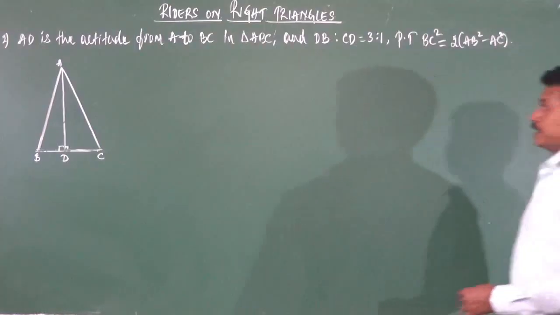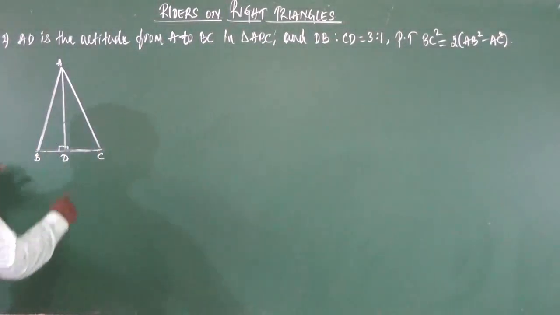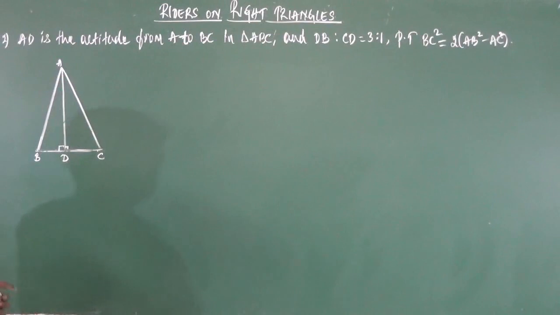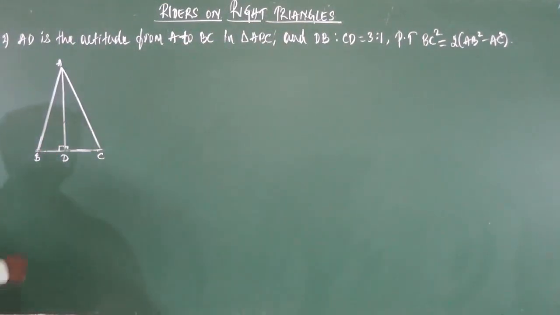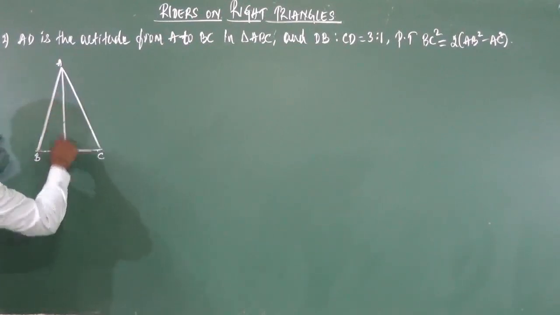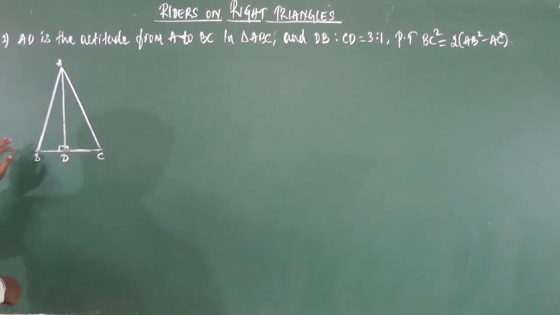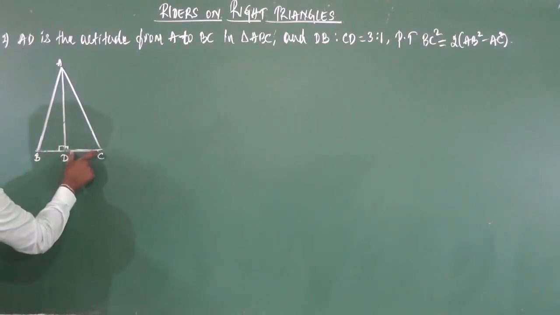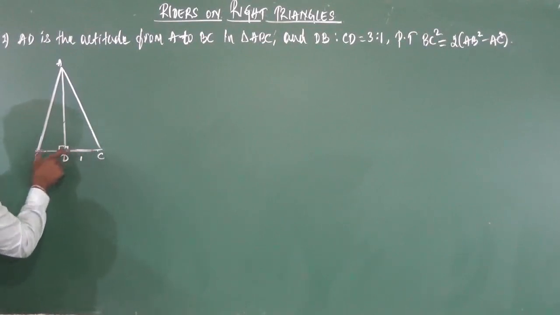Okay, let us get into the second problem. Very important rider for 2 marks. It was given in the SSLC final examination for 2 marks. It is taken from those papers. So AD is the altitude from A to BC of triangle ABC here. And BD is to CD is equal to 3:1. So they are in the ratio 3:1. So BD is thrice DC. That's the meaning of that.